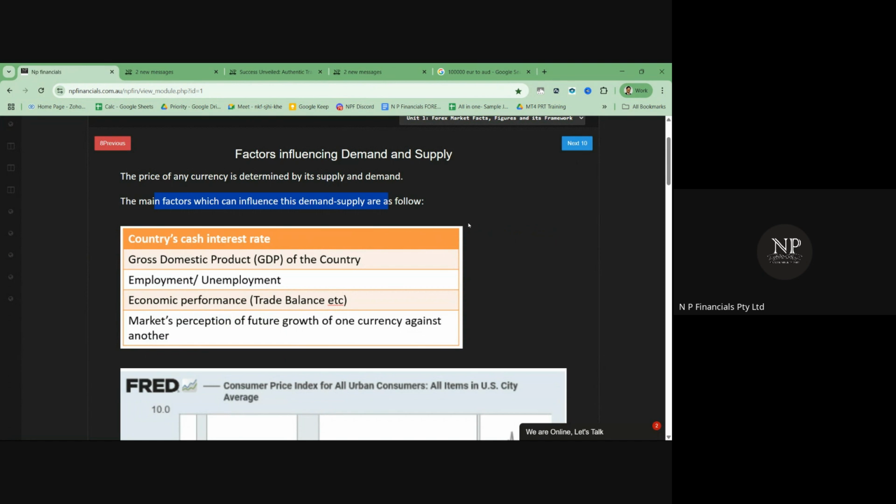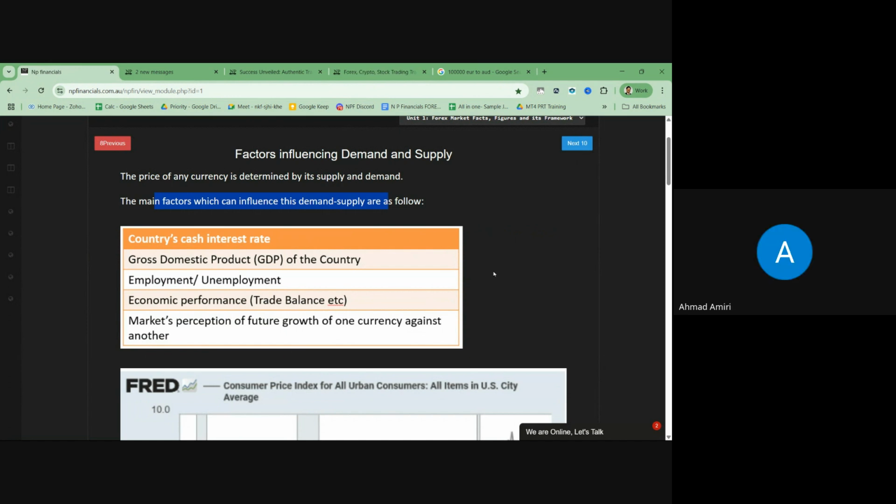Countries' cash interest rate. As I told you, foreign exchange is derived from the cash interest rate, which is derived from inflation. And if you ask me, the single most important job of the Reserve Bank governor of any country is to control the inflation.